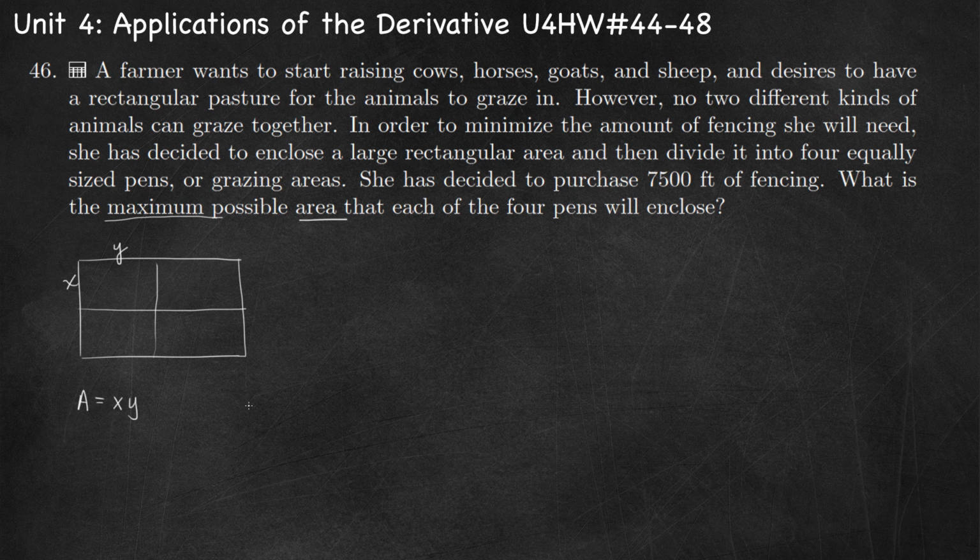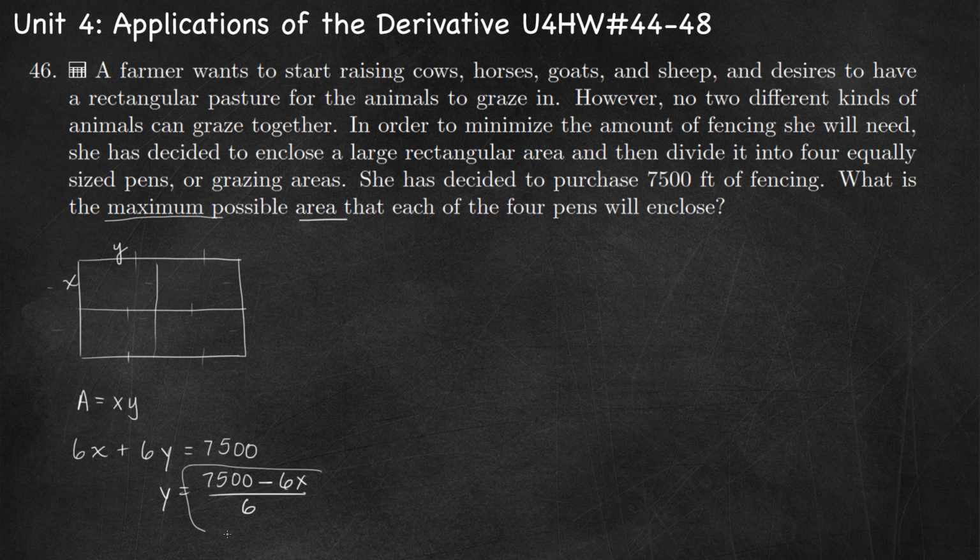We also know that she has 7,500 feet of fencing. So for the total perimeter, also including the inside, we've got 1, 2, 3, 4, 5, 6 of these x's plus 1, 2, 3, 4, 5, 6 of the y's. So 6x plus 6y will total 7,500. And we can use this secondary equation and solve it for y. We get y equals 7,500 minus 6x, all over 6.